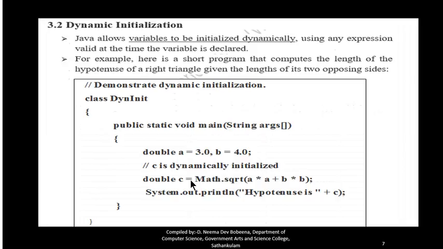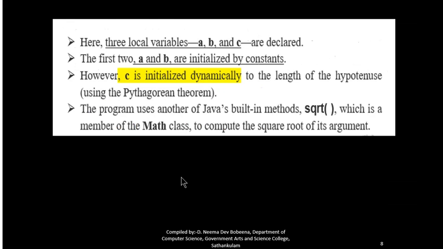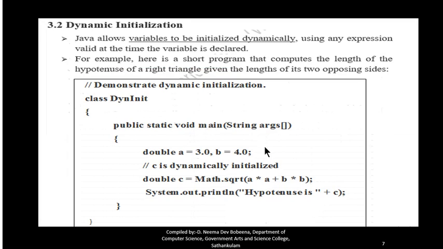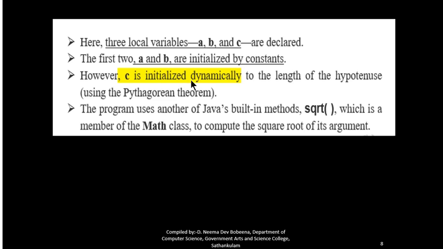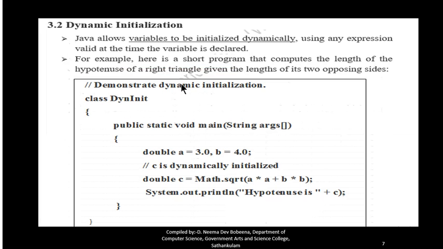In the above program we can see that three variables a, b and c are used, and a and b are initialized by constants, that is, a and b are initialized by 3 and 4. Then c is initialized dynamically. This line initializes c dynamically.